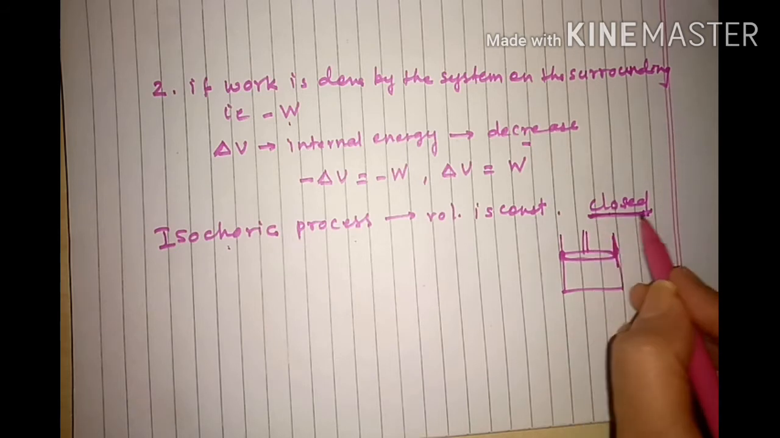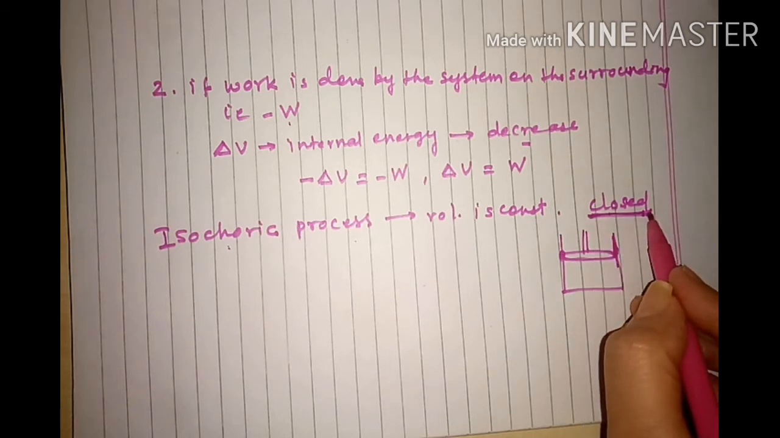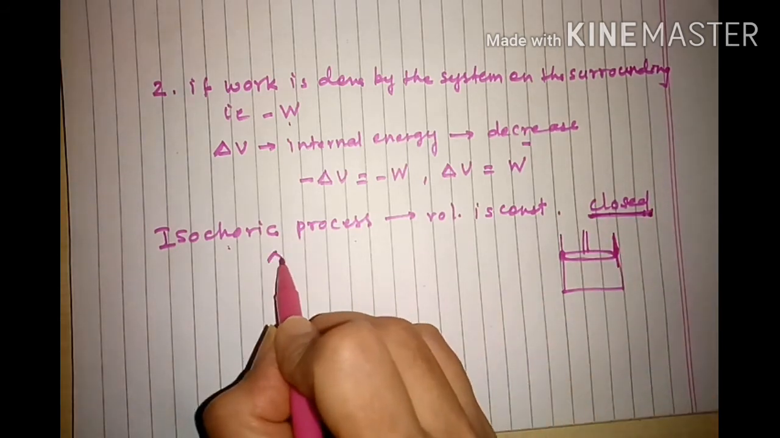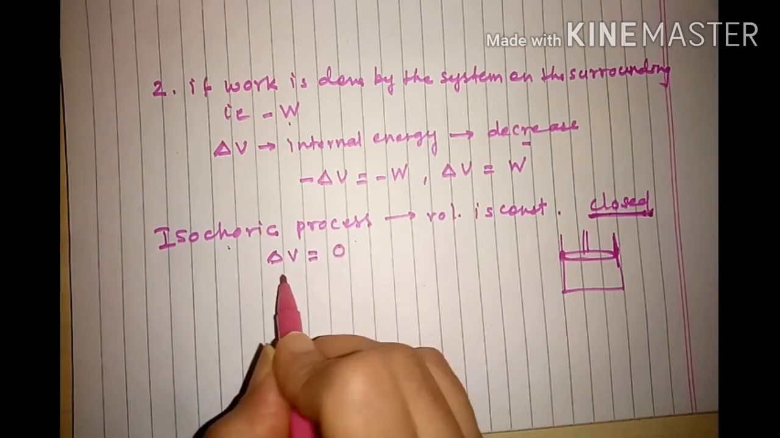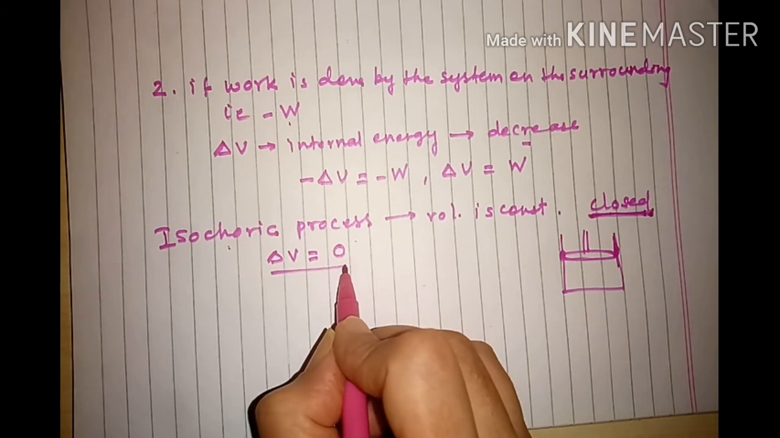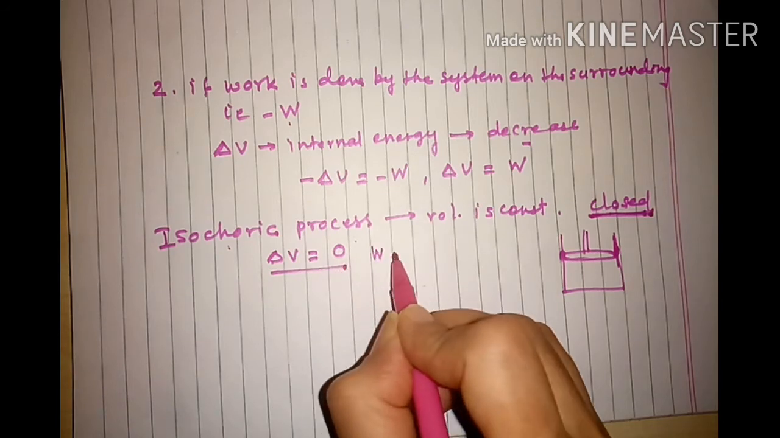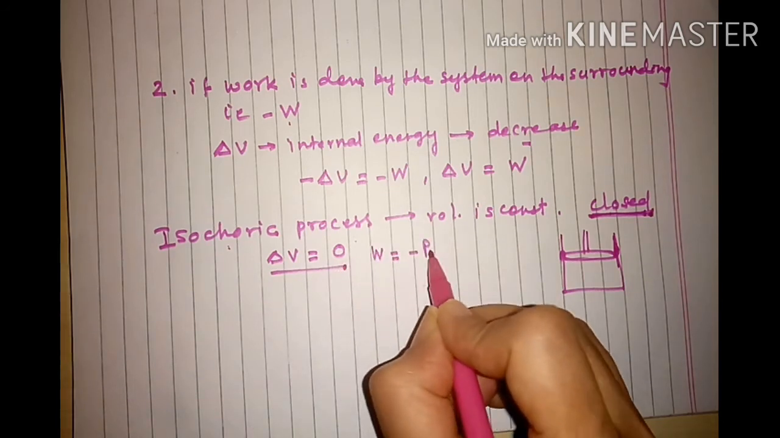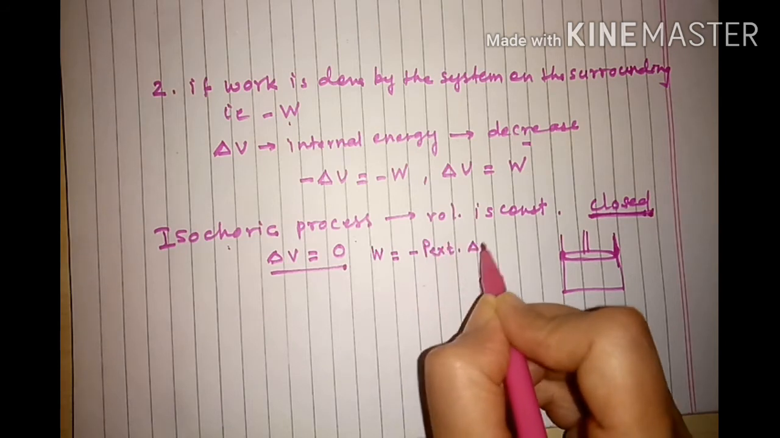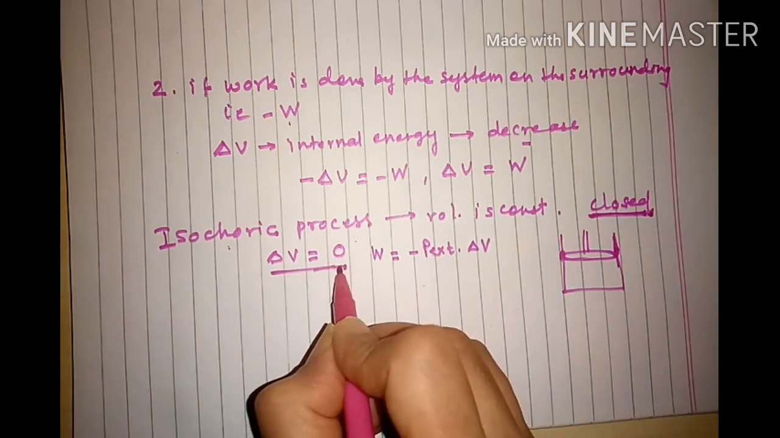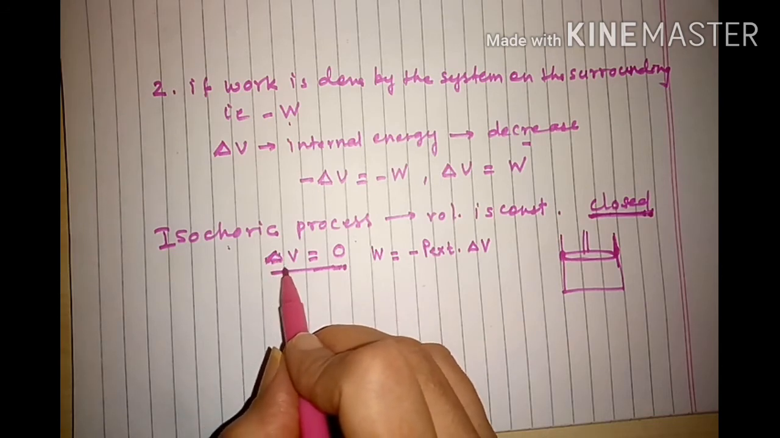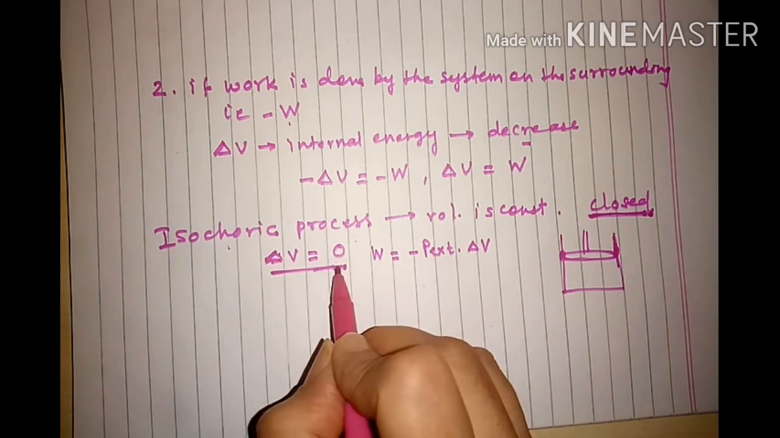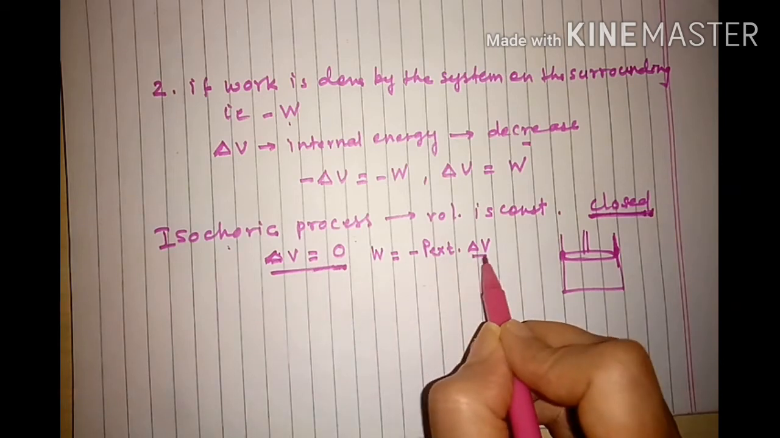So the container should be a closed one. So in this case, delta V will be equal to 0. Here we are talking in terms of volume. So we will have to take into account this work done equal to minus P external into delta V, because we are very much in context with the volume change. Though it is 0, we will have to consider this volume here.